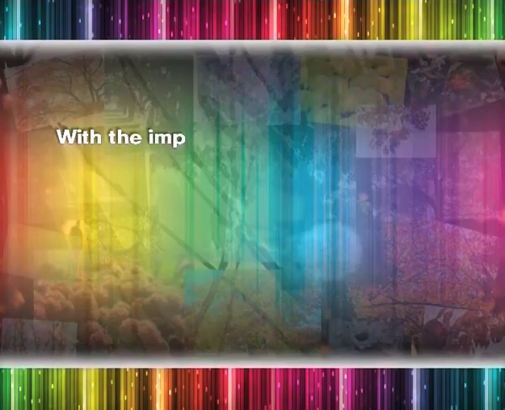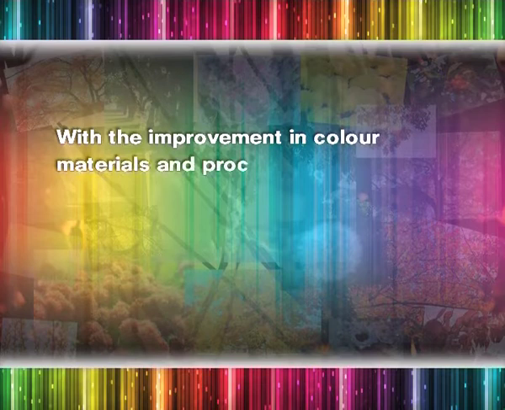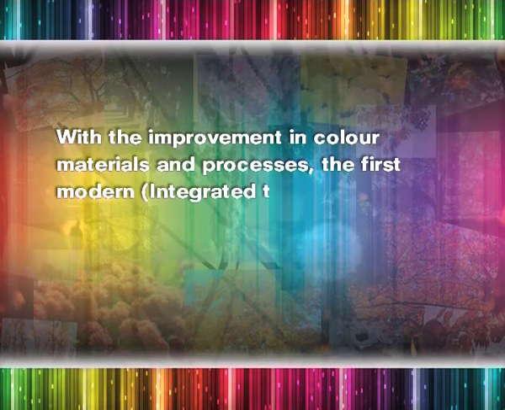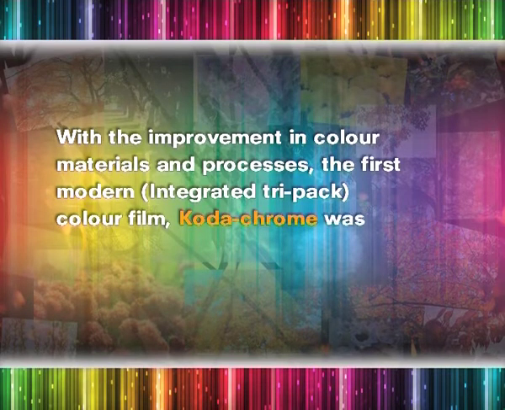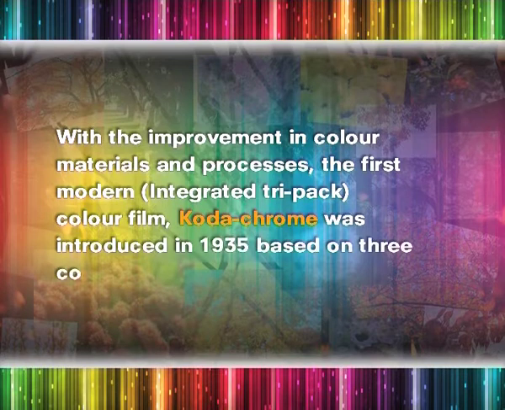Because autochrome was a color transparency and could be viewed only by reflected light, however, researchers continued to look for improvements and alternative color processes. With the improvement in color materials and processes, the first modern integrated tri-pack color film, Kodachrome, was introduced in 1935 based on three colored emulsions.